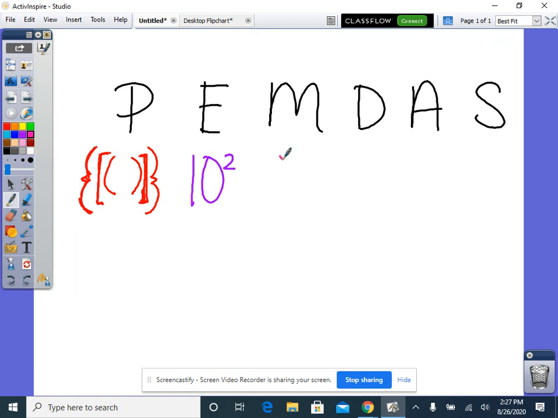The M stands for multiplication. The D stands for division. The A stands for addition, and the S stands for subtraction. But one super important key part of PEMDAS is knowing that there are inverse operations incorporated in this acronym that we have to make note of.